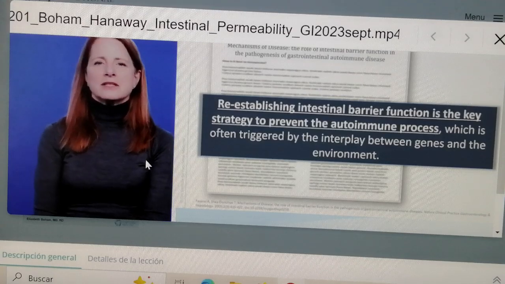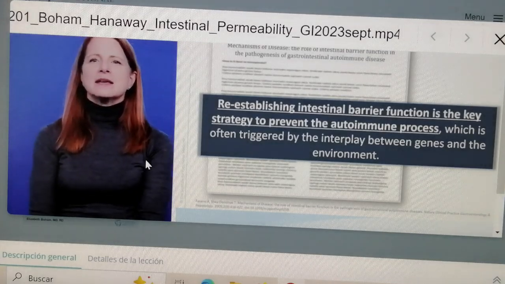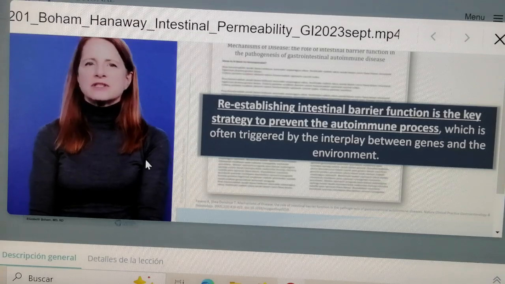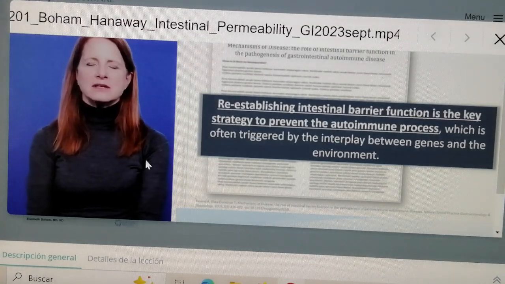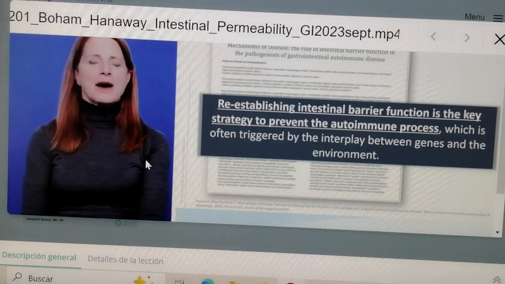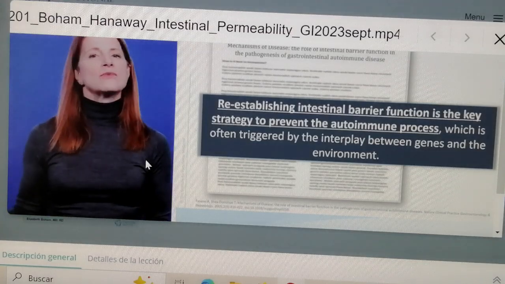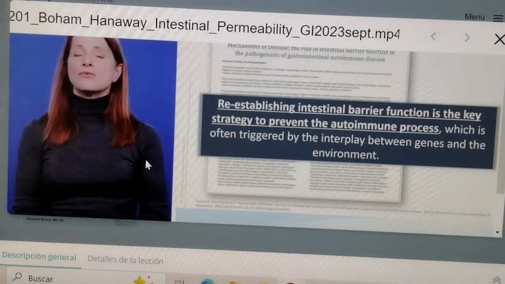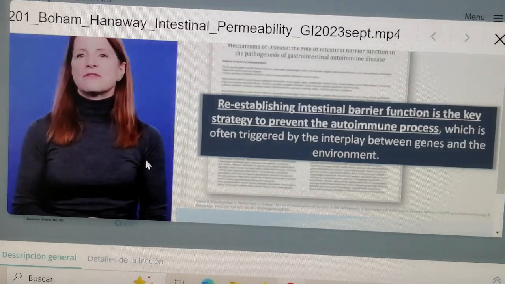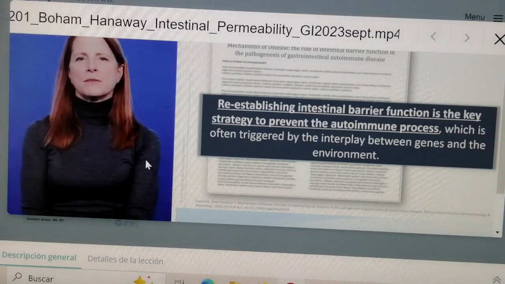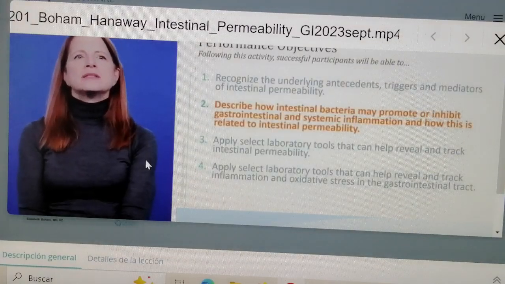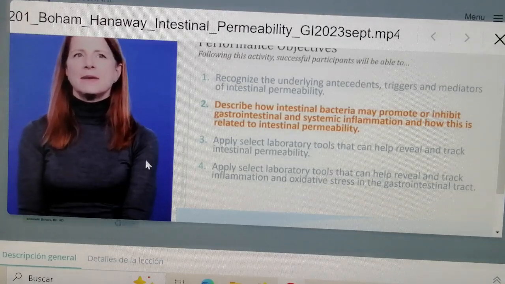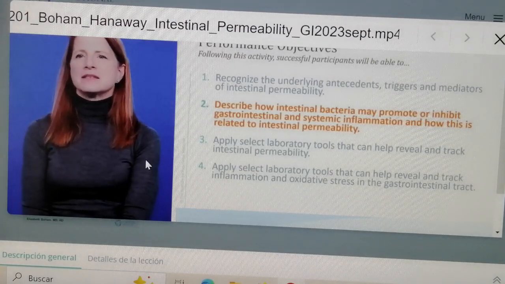And so as Dr. Alessio Fasano says, reestablishing that intestinal barrier function is key to preventing or reversing or calming down autoimmune disease. And as I said, sometimes the body has gotten too far and we can't reverse everything, but we can really calm things down and arrest it for some people and reverse it for others and help support their body in healing.